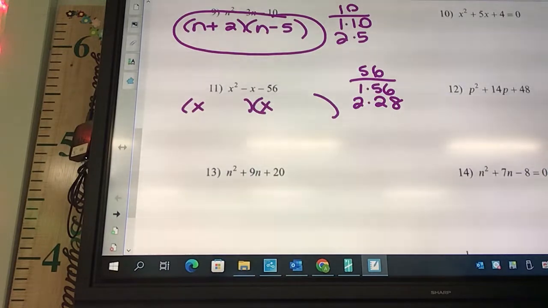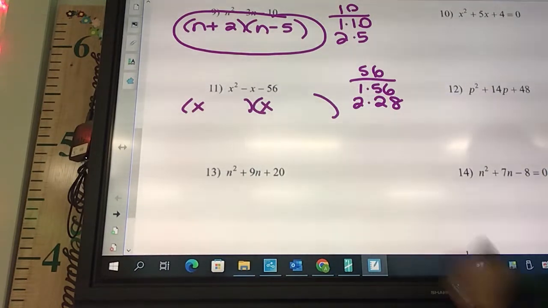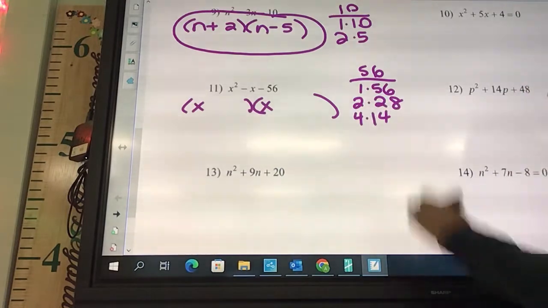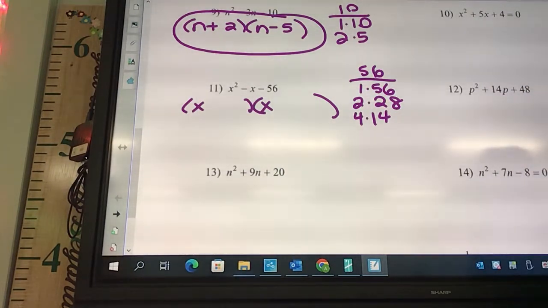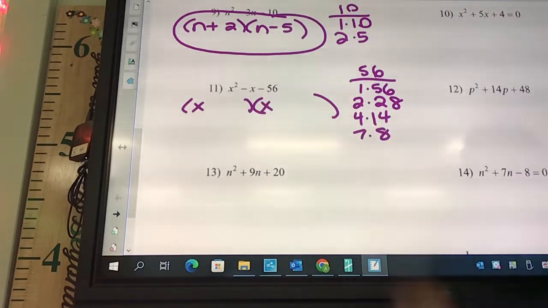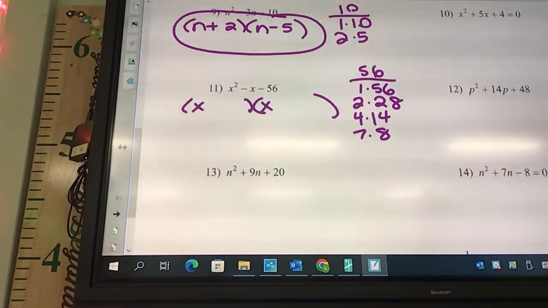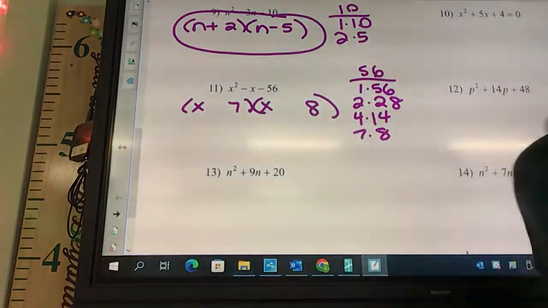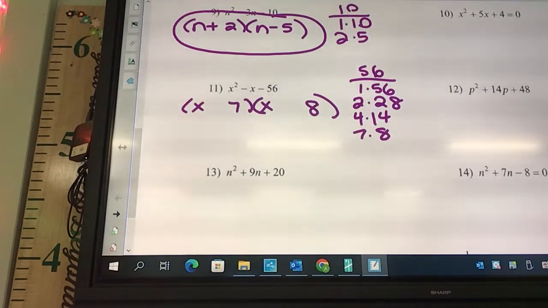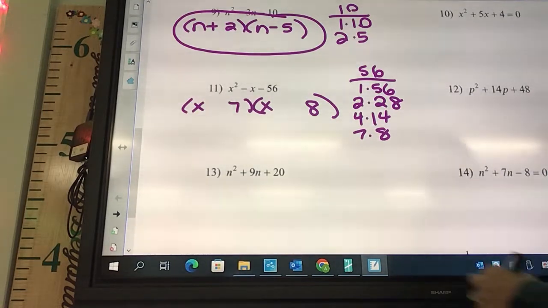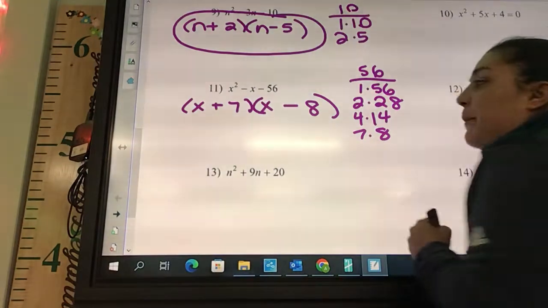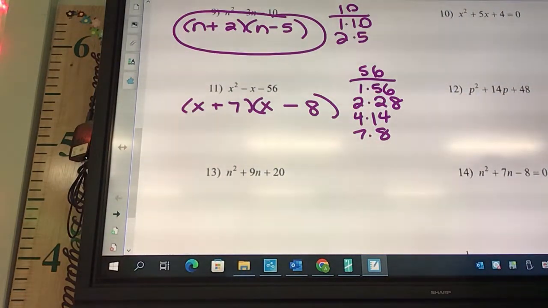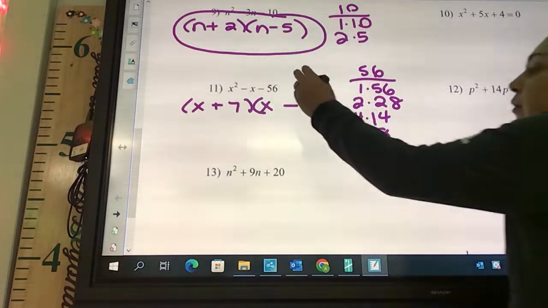3, does 3 go in? 4? 4 and what? 14. 5? No, 6? 7 and 8? Okay. I need something to give me a 1. What can give me a 1? 7 and 8. And I need a negative 1. How can I make that happen? Plus, minus. Good. Do we stop or keep going? We stop. Why? There's no equals 0. So we're going to stop.